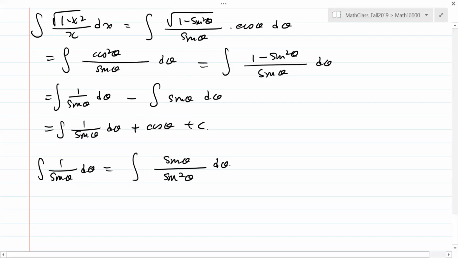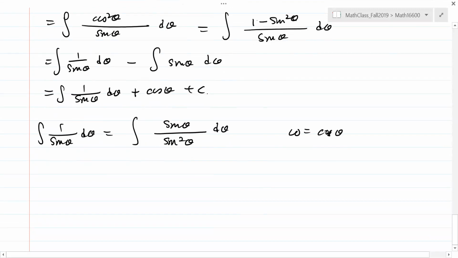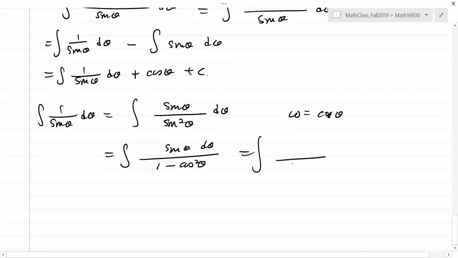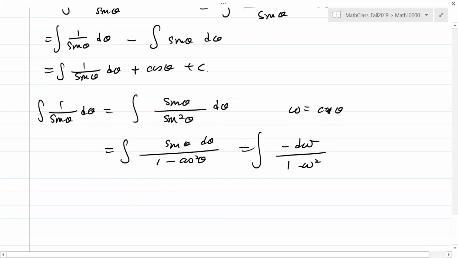Then you use a substitution, w equals cosine theta. You can put a negative cosine theta, it's the same. Let's use cosine theta. So you will get sine squared theta is 1 minus cosine squared theta, and this is sine theta. That's why you can use a substitution. So it's 1 minus w squared, and because dw is negative sine theta, it's negative dw.